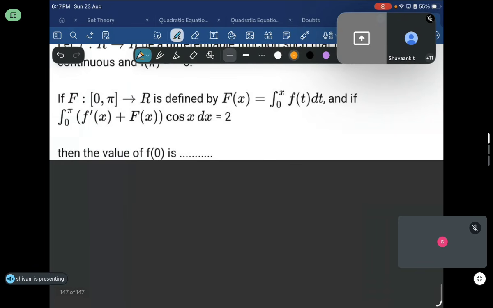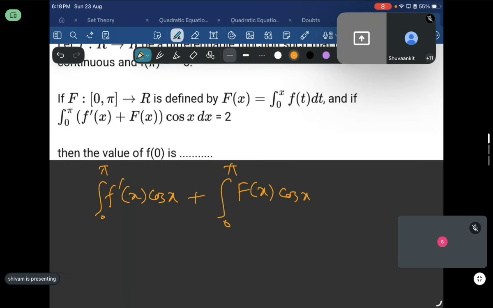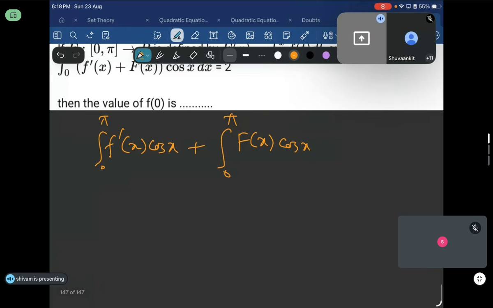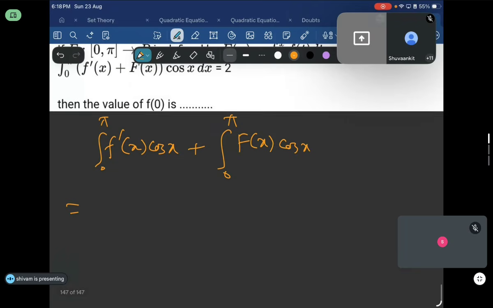Tell me, can I write it as integral from 0 to pi f dash x into cos x plus integral from 0 to pi capital F of x into cos x? Okay? So you can understand that we have to use the UV rule. Over here, while using the UV rule, which one to integrate, which one to differentiate? What do you think? F prime to integrate, cos x to differentiate. Right? So what are we getting?